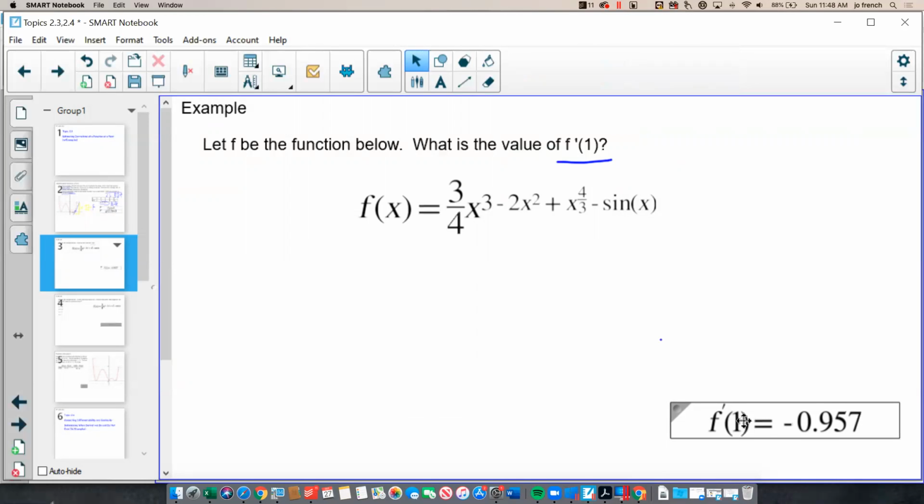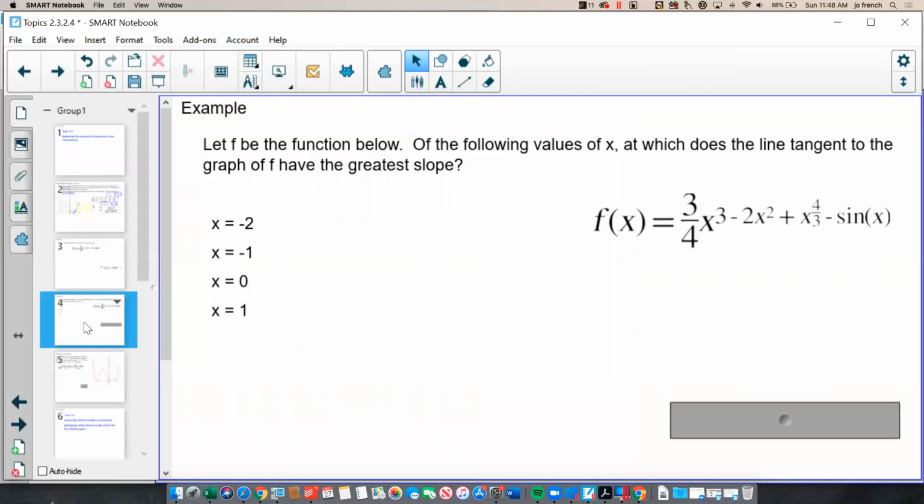So once I've done that, I might have another question that asks me to look at various values of x. And this is why I'm extremely happy that I put my equation into y1, so I don't have to continually retype my equation to find these derivative values at different values of x. So at x equals negative 2, x equals negative 1, x equals 0, and x equals 1.